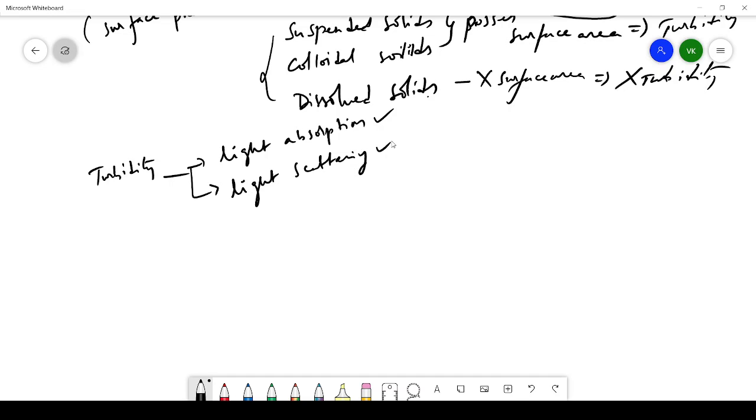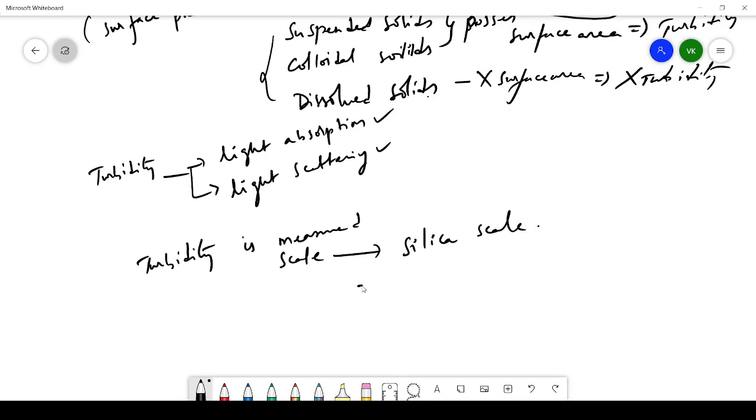And if you want to measure the turbidity, first you have to know some units. How do we express it? You need to have some units to express the turbidity. Turbidity is measured on silica scale and expressed in terms of turbidity units.